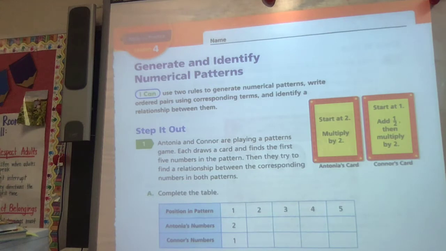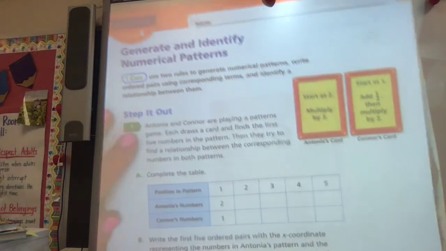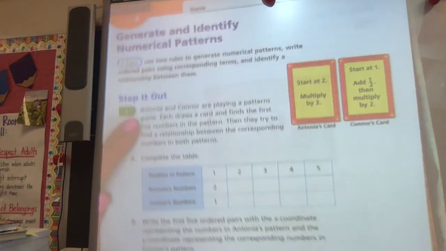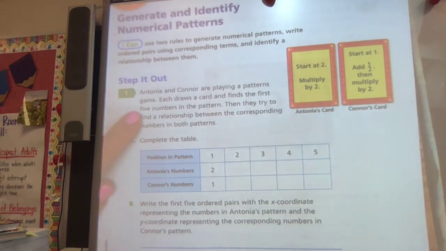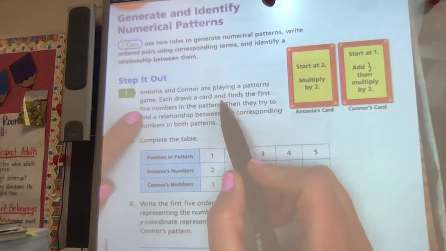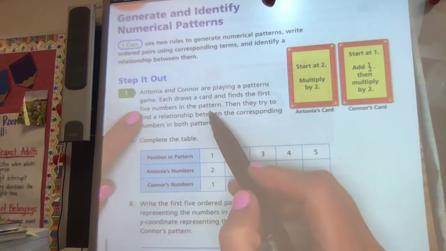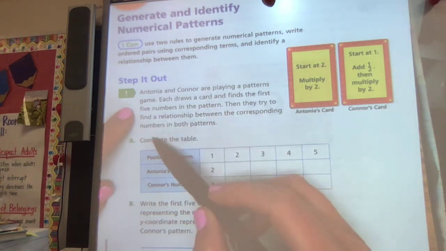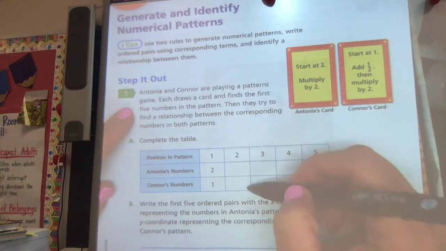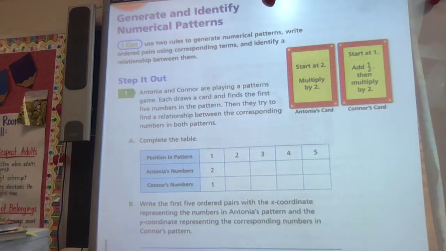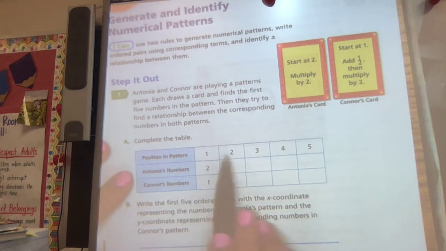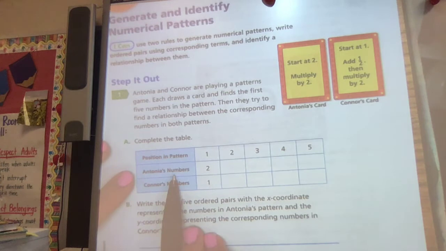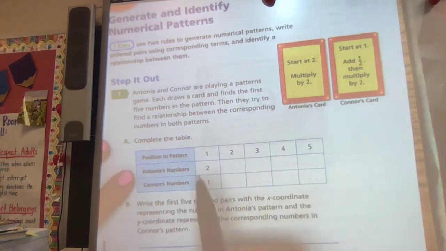Okay, so the first one says, Antonia and Connor are playing a patterns game. Each draws a card and finds the first 5 numbers in the pattern. Then they try to find a relationship between the corresponding numbers in both patterns. That means the x and the y, the corresponding numbers. So complete the table. All right, so remember, they did 5 cards. We've got Antonia's numbers and Connor's numbers.